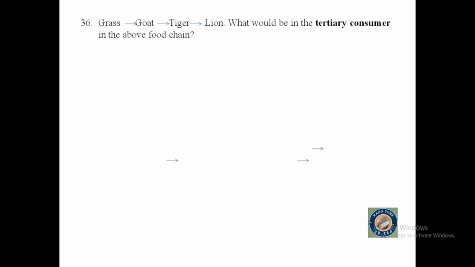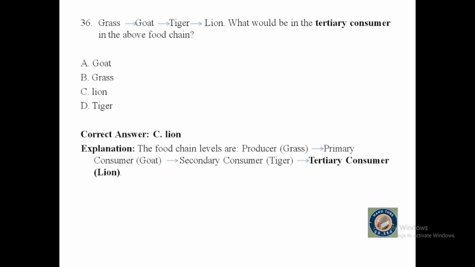Question number 36. Grass, goat, tiger, and lion. What would be the tertiary consumer in the above food chain? A. Goat, B. Grass, C. Lion, D. Tiger. The answer is lion. The food chain labels are producer, the grass, primary consumer, the goat, secondary consumer, tiger, and tertiary consumer, lion.